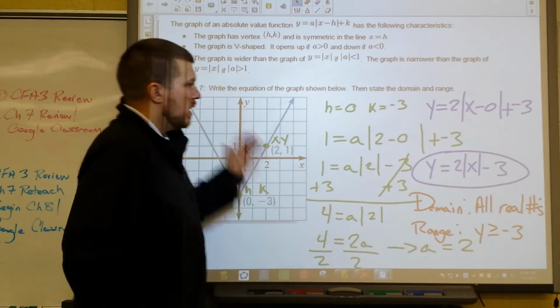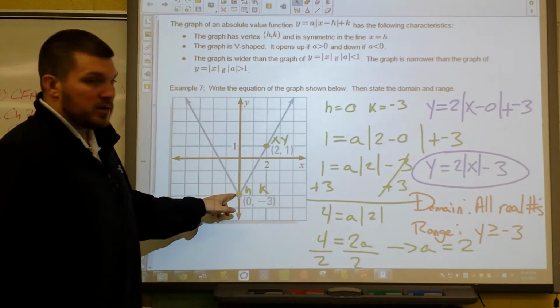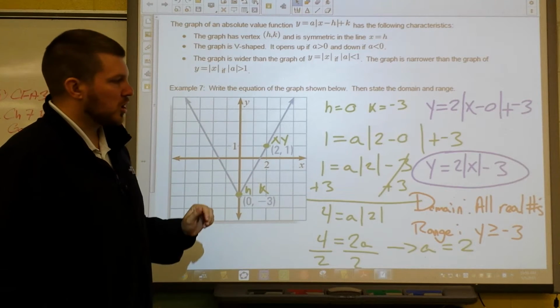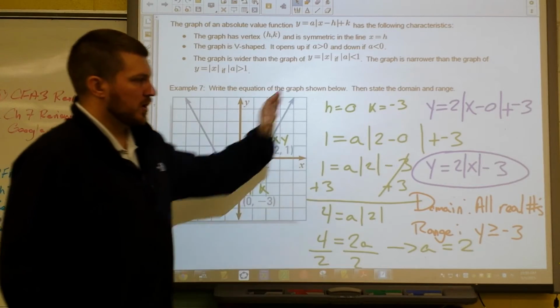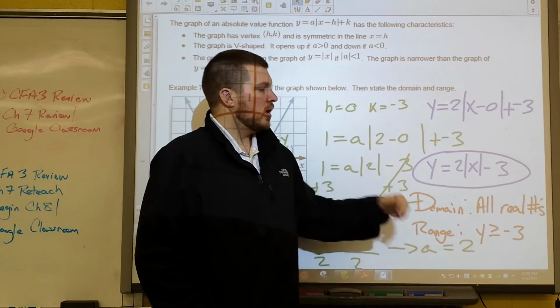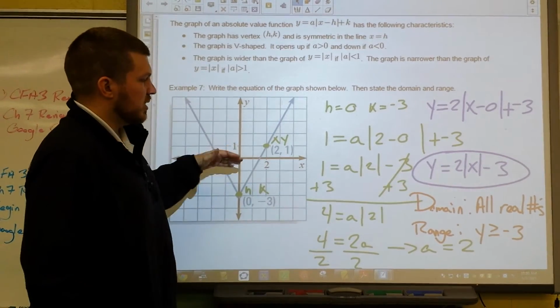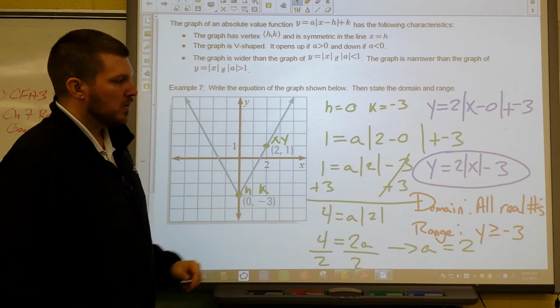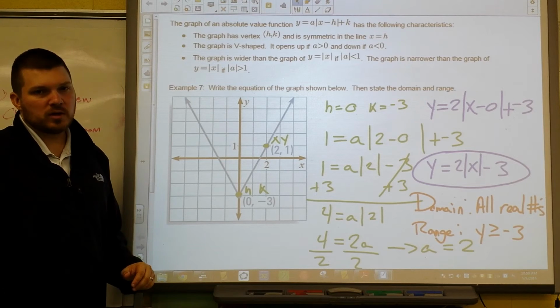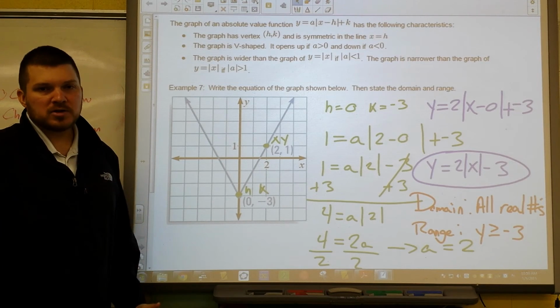And that's it for absolute value. No big deal. Again, you need h and k, which is the vertex. You're probably going to have to solve for a to determine which way it opens and is it skinny or fat. Plug in what you know and get your function. Then, once you have the function, look at the x values for domain, look at the y values for the range. We'll do some more practice with domain and range as we go on in this chapter. If you've got questions, let me know.